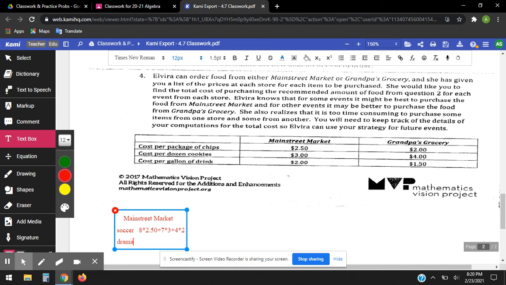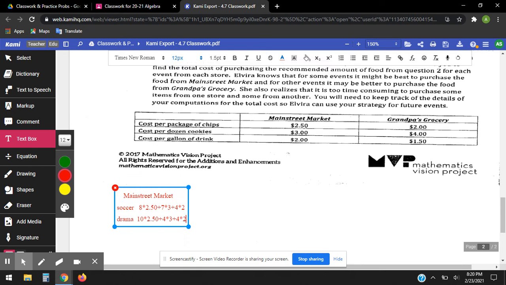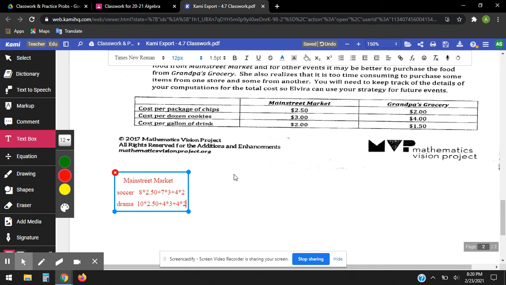And so for drama, we had 10 for the 2.50, 10 for the chips, and then they had 4 dozen cookies. So that one's times 3 up here. And then we're going to add 4 gallons times 2. Okay, so this is Main Street Market's. So that's just kind of my work for it.